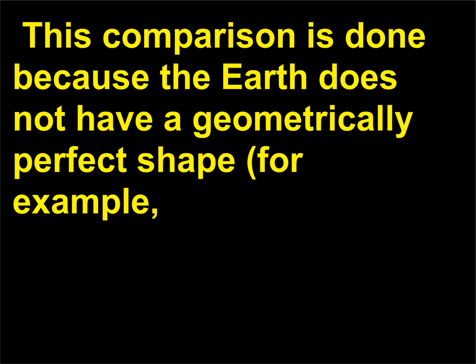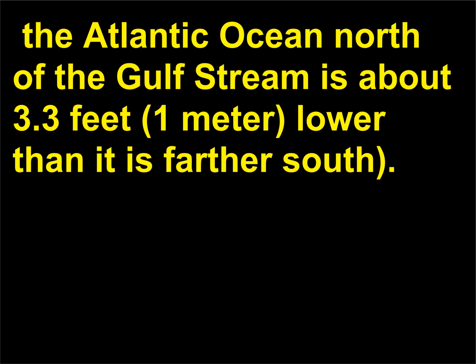This comparison is done because the Earth does not have a geometrically perfect shape. For example, the Atlantic Ocean north of the Gulf Stream is about 3.3 feet, or 1 meter, lower than it is farther south.